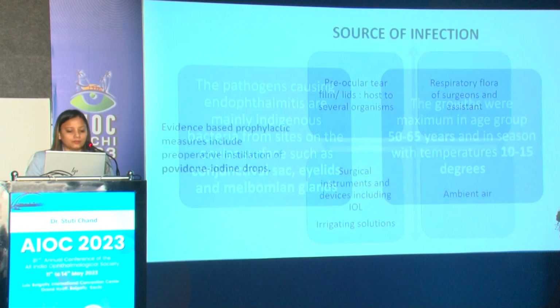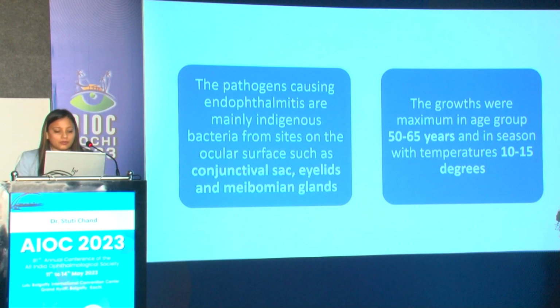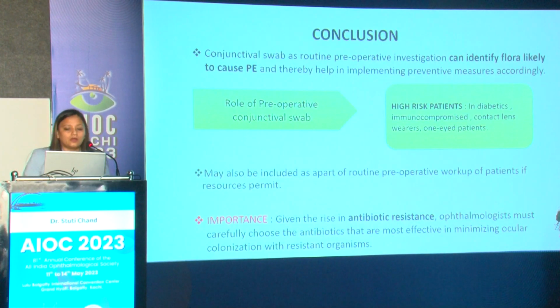to prevent post-operative endophthalmitis. To summarize, the pathogens causing endophthalmitis are mainly indigenous bacteria from sites on the ocular surface, such as the conjunctiva, eyelids, and meibomian glands. To conclude, conjunctival swabs as a routine preoperative investigation can identify flora likely to cause post-operative endophthalmitis, and thereby help in implementing preventive measures accordingly. The role of the preoperative conjunctival swab is mainly important in high-risk patients: diabetes, immunocompromised, contact lens wearers, and one-eyed patients. This may be included as part of the routine preoperative workup of patients if resources permit.